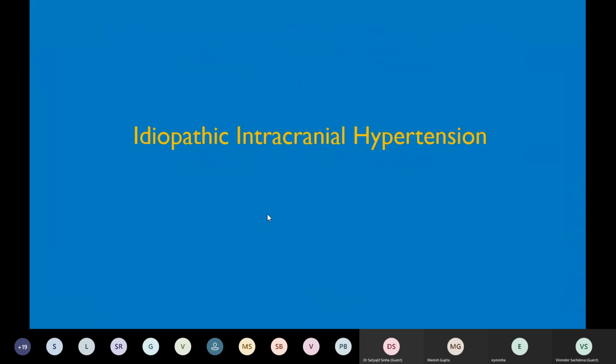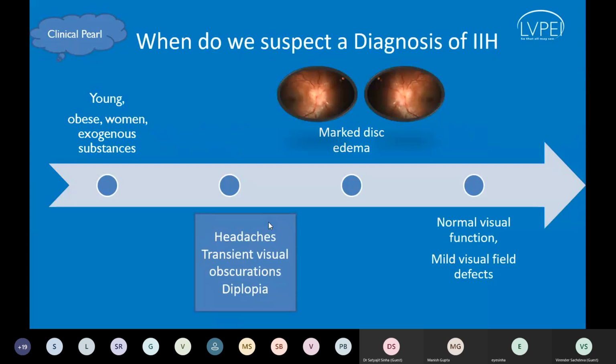Now we'll cover in brief a few important diseases with disc edema. One of them is IIH. So when do we suspect a diagnosis of IIH? IIH is a relatively common disease. You should keep it high in your radar when you are seeing a bilateral disc edema. You suspect it in young patients, obese, relatively more frequent in women, actually much more frequent in women, and those who have a history of taking some exogenous substances such as vitamin A or tetracyclines for a long period of time.